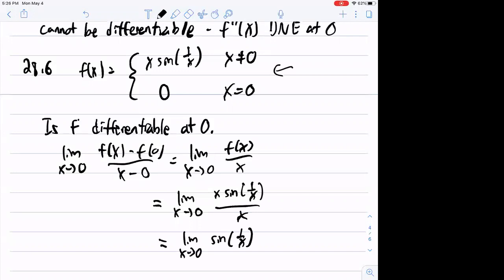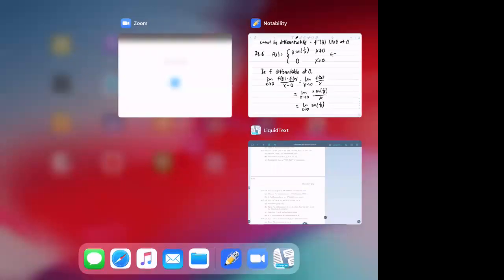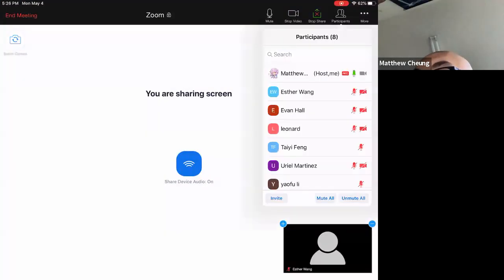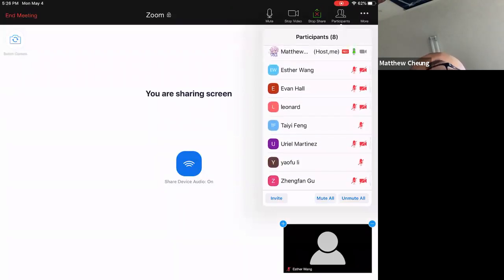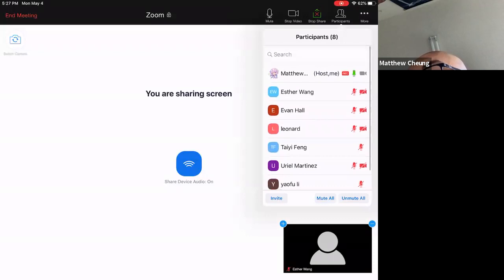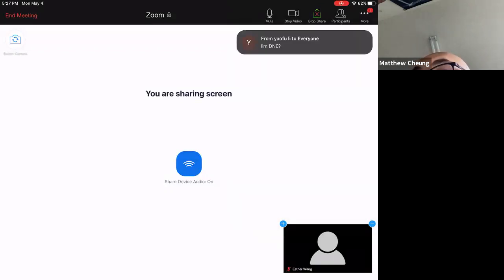Hopefully you all remember. Does this limit exist? Doesn't exist? What do you all think? Anyone? You've done this question before, I think. It has nothing to do with derivatives, it's just limits. So yeah, does not exist, right?